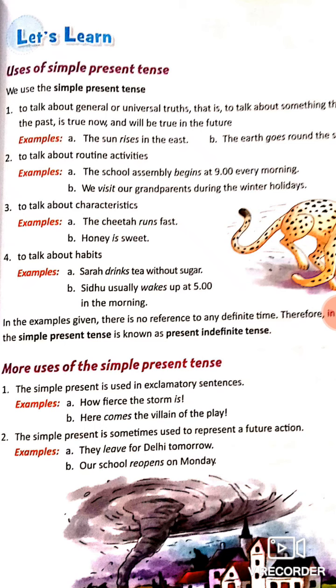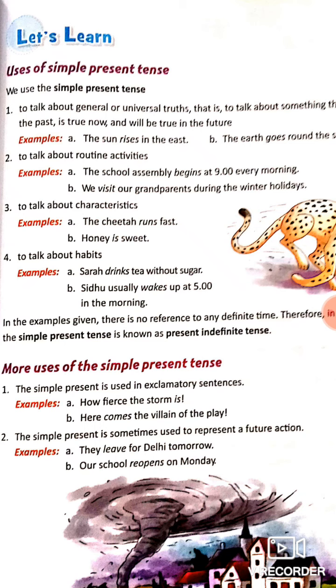To talk about routine activities, activities which are done on a daily basis, something which is done as a routine. For example, the school assembly begins at 9 every morning. We visit our grandparents during the winter holidays. We find that for such kind of activities which take place habitually, we use the simple present form. I go for a walk every morning. I go for a walk. When I say every morning, this is an action which I do habitually every day. So I can never say I went for a walk every morning, isn't it? I go for a walk every morning.